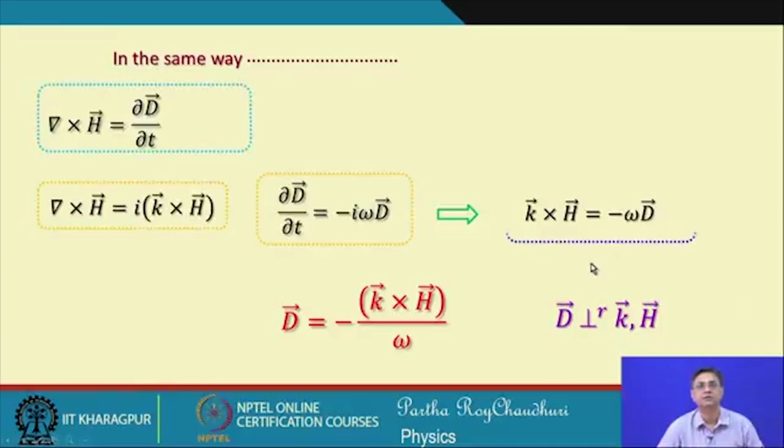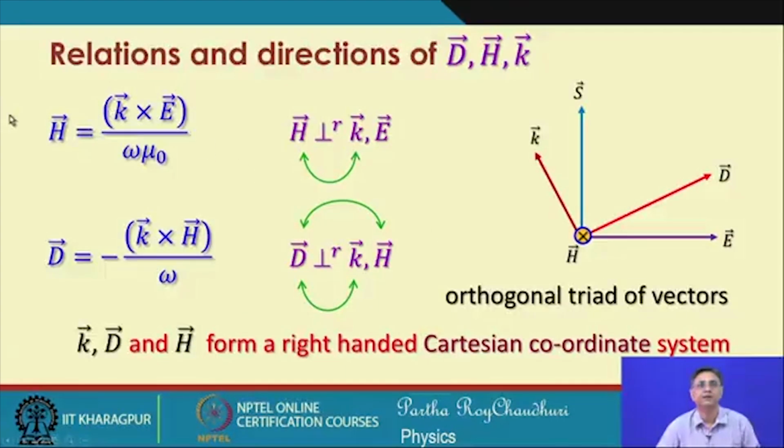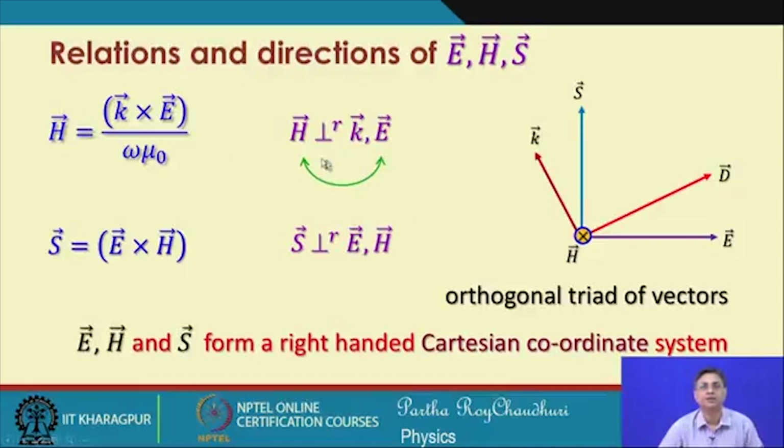So, let us put all of them together. From this relation we find H is perpendicular to k, H is perpendicular to E, and likewise D is also perpendicular to k. So, if you take this property, H perpendicular to k and D perpendicular to k, then k, D and H form a right handed Cartesian coordinate system.